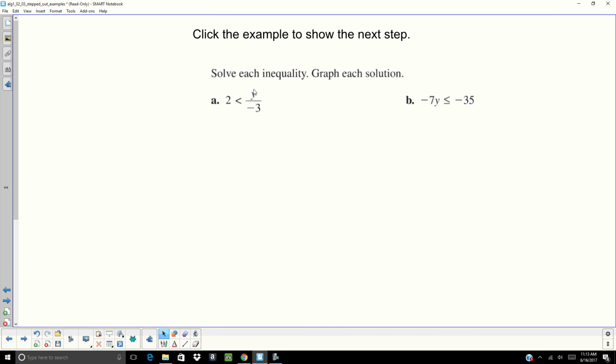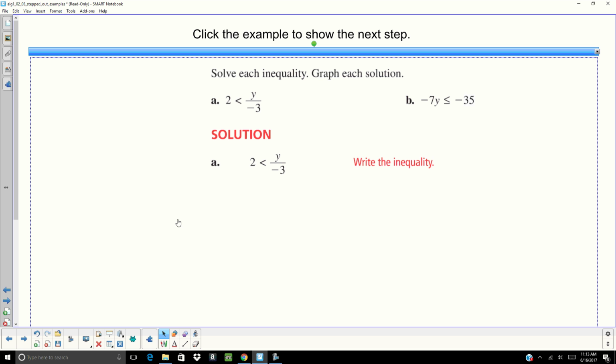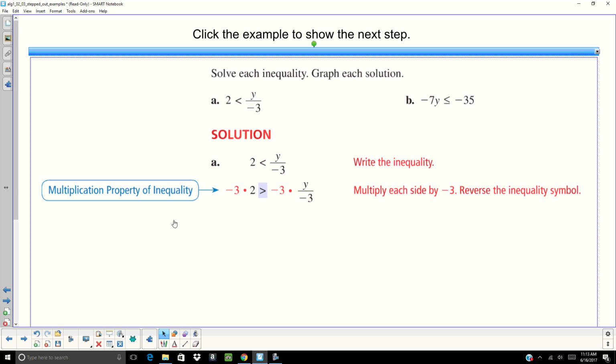So here, I've got y divided by negative 3. To get rid of that negative 3, I'm going to multiply both sides by negative 3. And since I'm multiplying by a negative, that less than is going to become a greater than. So my solution is y is less than negative 6. Open dot, shaded to the left.